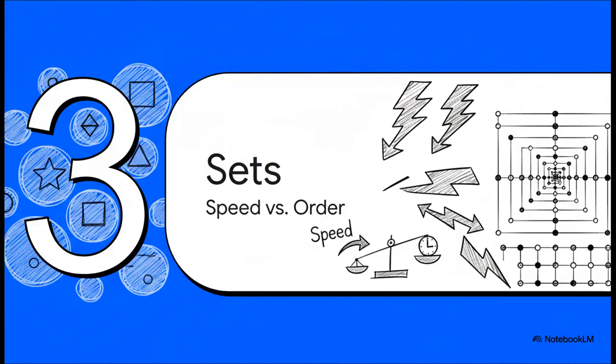Okay, we see a very similar story when we look at sets, the collections where every single element has to be unique. And the trade-off here is even simpler. It boils down to one question. What do you care about more, raw speed or a predictable order?